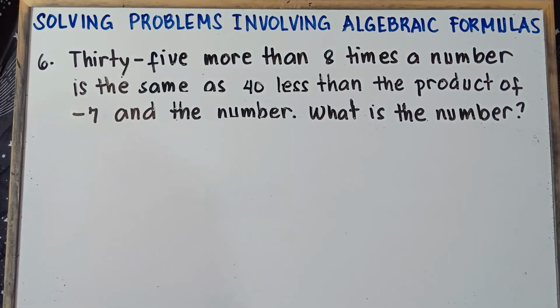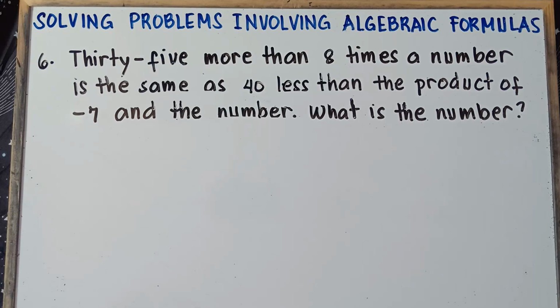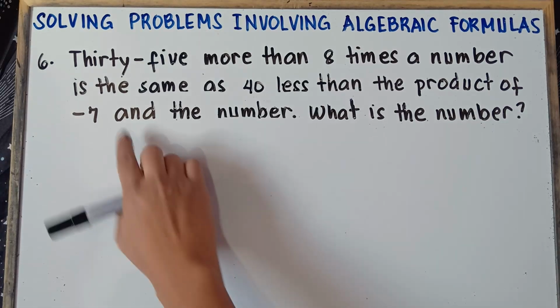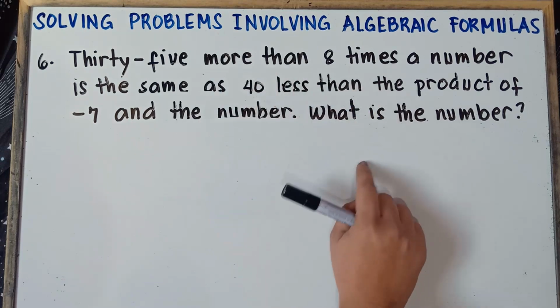Alright, so let's start with example number 6. 35 more than 8 times a number is the same as 40 less than the product of negative 7 and the number. What is the number? Once again class, if you're dealing with problem solving, the first thing that you need to do is understand the problem. So we convert this into a mathematical equation.